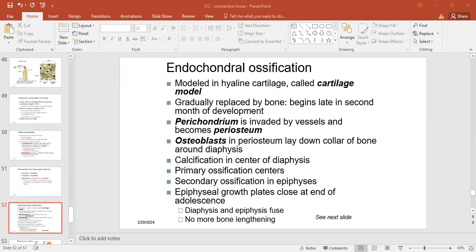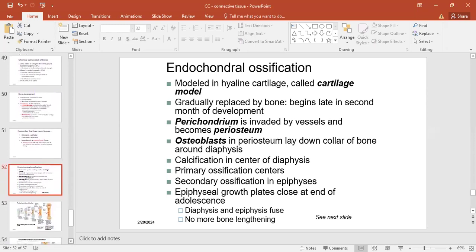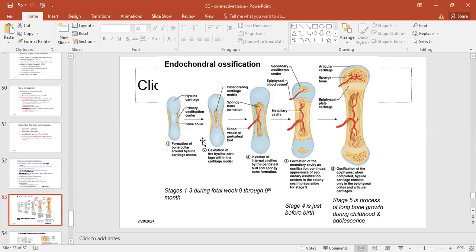These bones get modeled from cartilage. All right, so we have here a baby at 8 weeks, a fetus at 8 weeks old, in the mother's uterus. This is when the ossification of the bones starts. First, there is going to be a cartilage model.